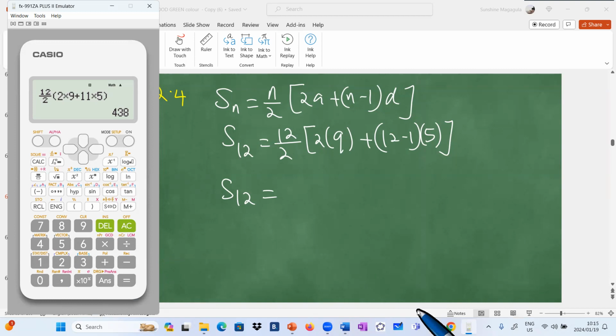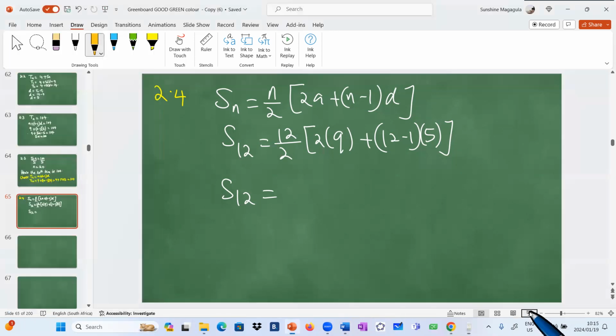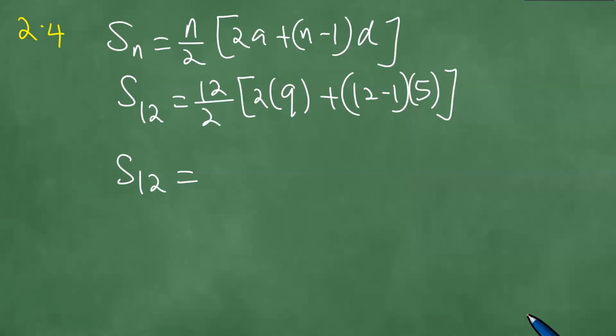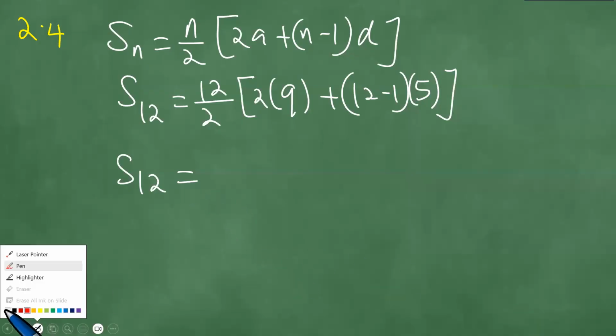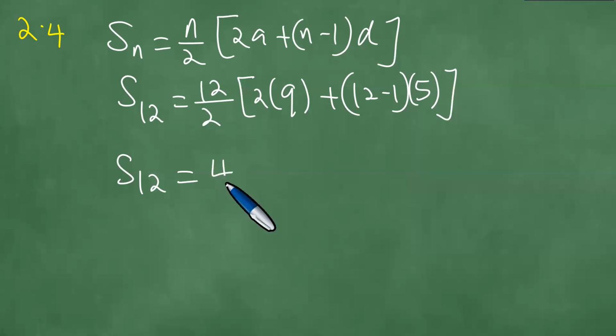I said 6 in brackets, and I said 18 plus 55 close brackets, and then I got my answer. It's 438. You also got 438? Okay, well done. 12 divided by 2 is 6, and then 2 times 9 is 18. Then plus 12 minus 1 is 11, times 5 is 55, and I got the answer of 438. Okay, well done. 438. Good.